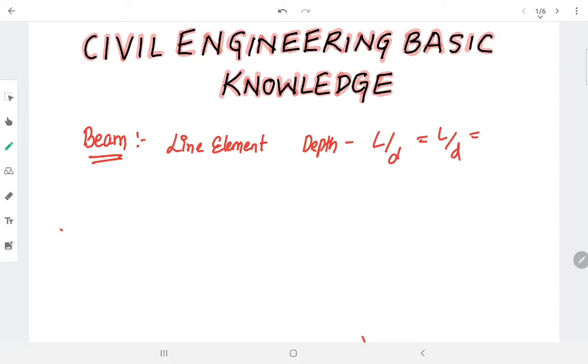For simply supported sections it is 20, for cantilever sections it is 7, and for continuous sections it is 26 as per IS 456. Based on these guidelines only, we need to find out the depth of the beam.